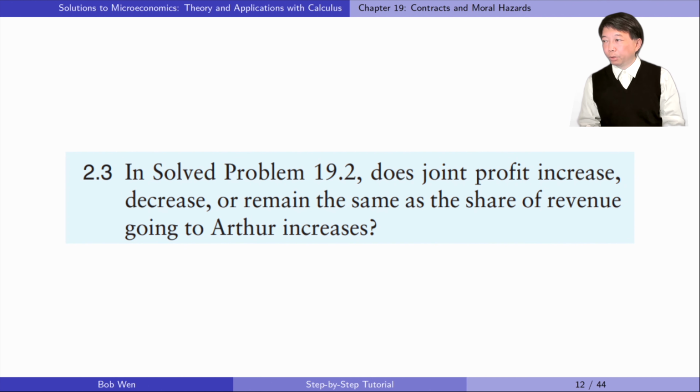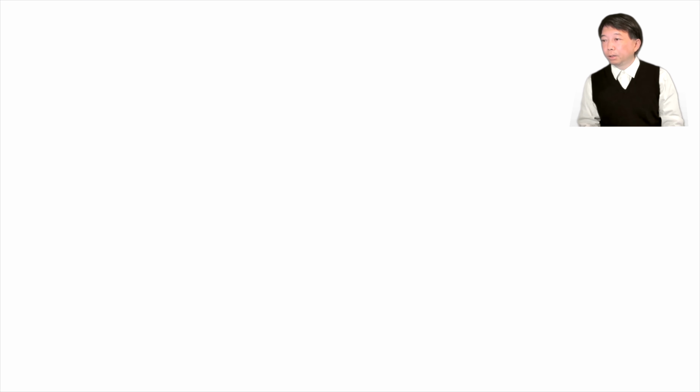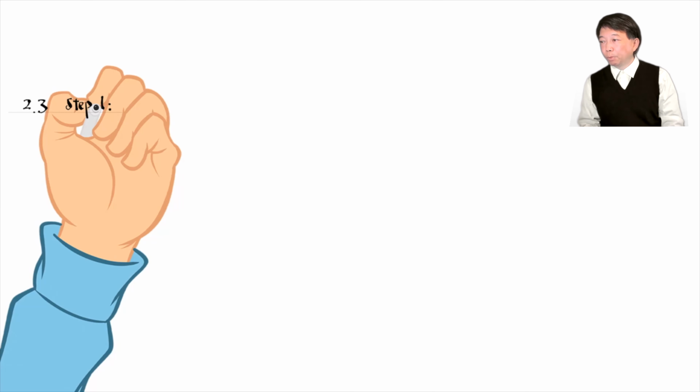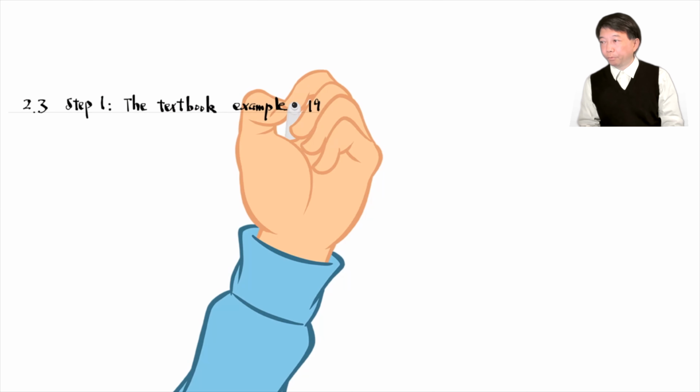As more revenue goes to the agent, his effort approaches the optimal level, and the joint profit approaches the maximized amount. We can use the example in solved problem 19.2 to show the result in 3 steps. In the first step, we find the optimal level of production and profit.